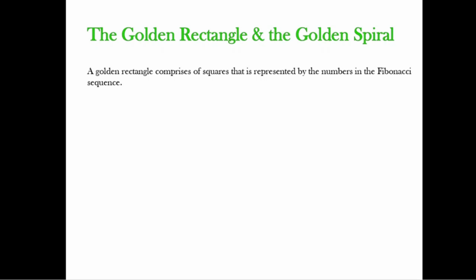The golden rectangle and the golden spiral. What is the golden rectangle? This is the definition: a golden rectangle comprises squares that are represented by the numbers in the Fibonacci sequence. So you have a very small square here. It's really small. I don't think we can see it. But this is a square. A side measures 1 unit. So that is the starting point of constructing the golden rectangle: a square whose side measures 1 unit.